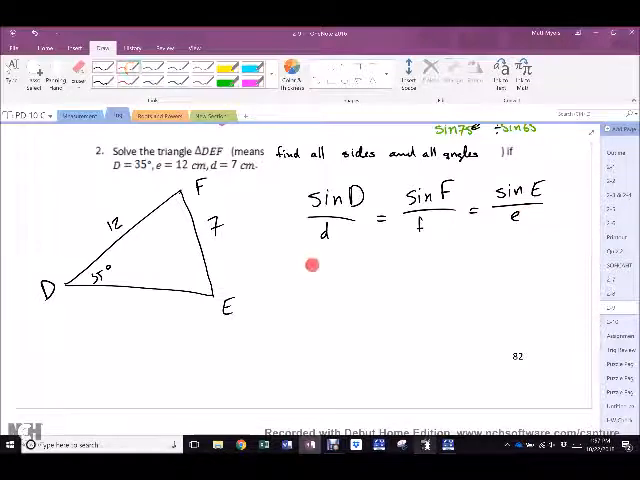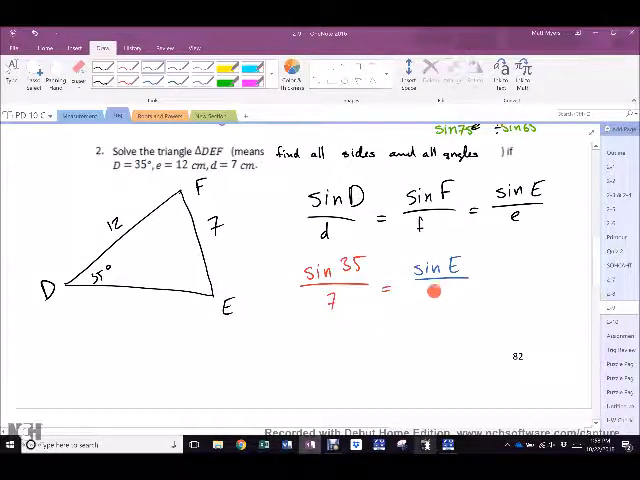Equals. Can I do anything here? No. Can I do anything here? Which one? Sine big E over 12. How do I solve that? Yes, I got to do that multiplying thing. What is it?